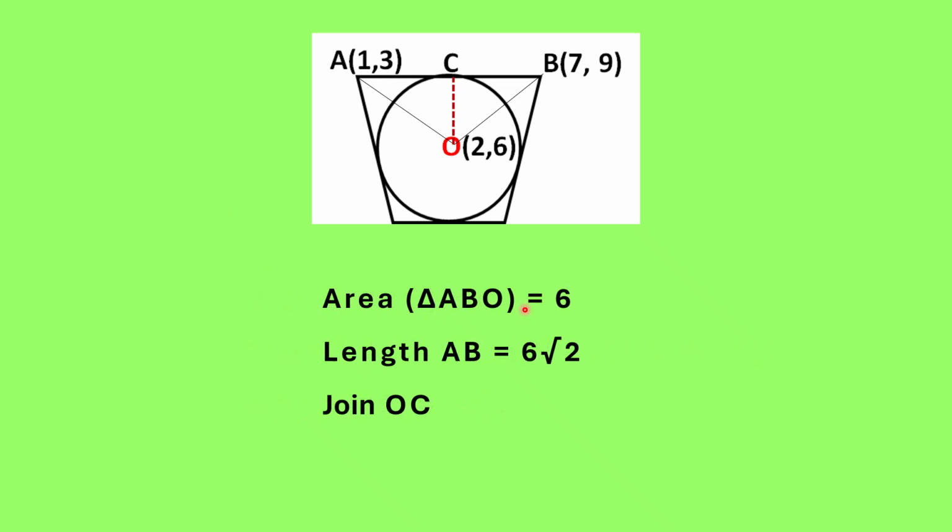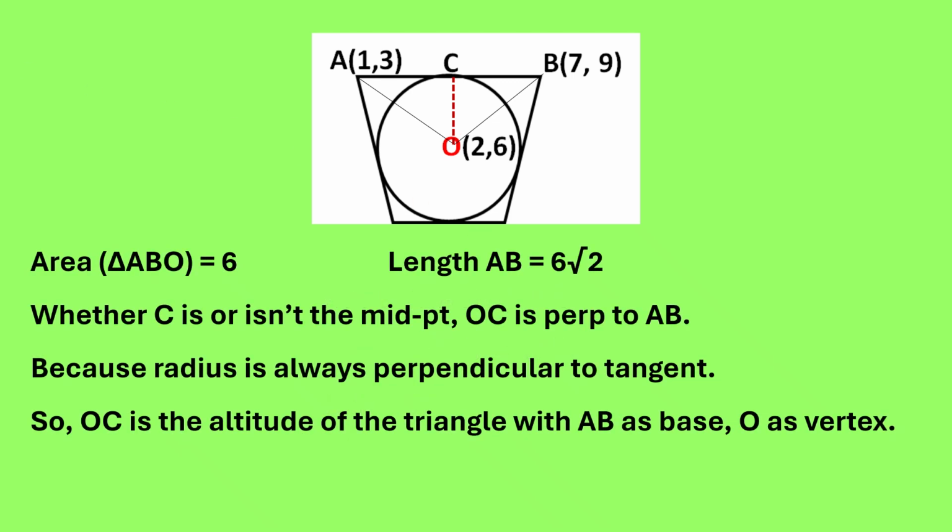So we got the area of the triangle is 6 and length AB is 6 root 2. Now join OC. Join the points O and C. This is important, and why it's important we will tell you. Now, C may not be the midpoint. It makes no difference whether C is the midpoint or not.